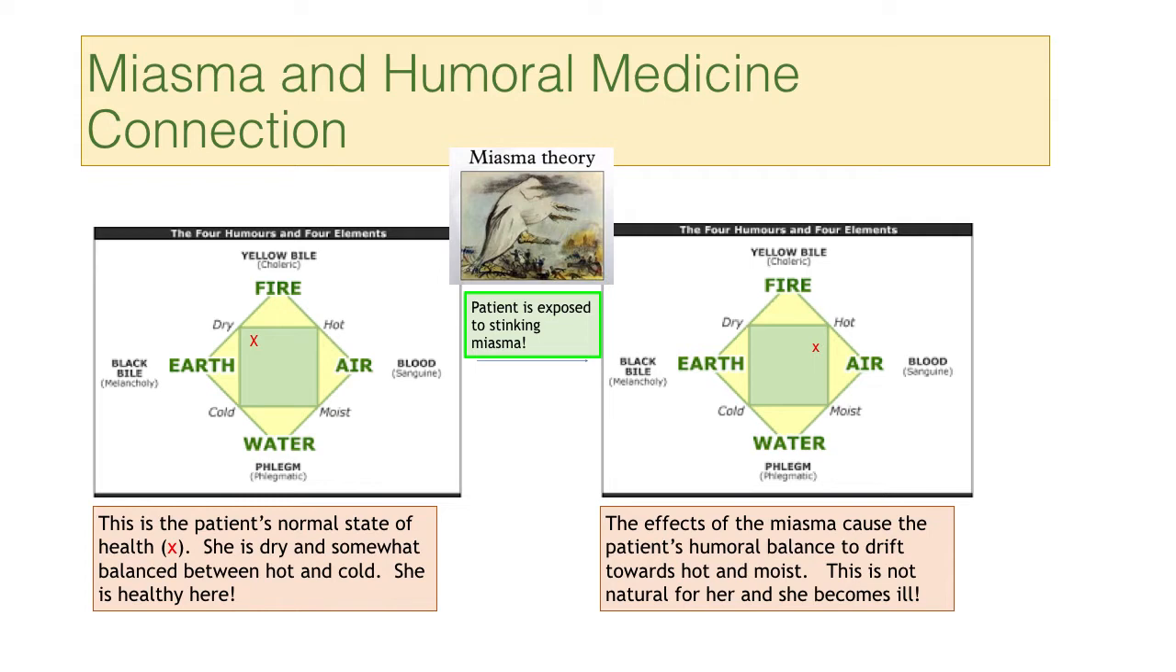So you see here on the slide, the patient, when she's healthy, she's dry and somewhat balanced between hot and cold. This is where she's healthy. But then, if she's exposed to some stinking miasma, this causes her natural humoral balance to become unbalanced. She drifts into an area where she's not supposed to be on the humoral chart, and that for her is illness.